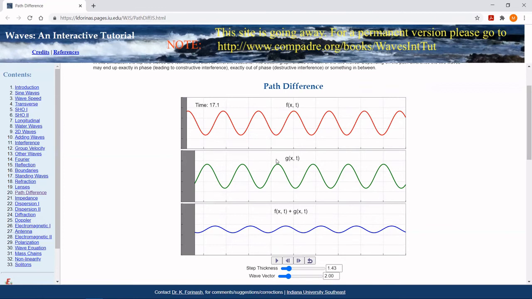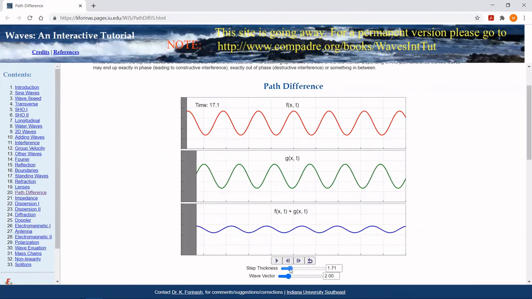In this case, there's quite a bit of mismatch. See how the peaks of the red wave are almost aligned, not quite, but almost aligned with the valleys of the green wave. If we totally align them, then they interfere. Oh, I had it for a second. You saw that, right? You get perfect destructive interference, and the total wave is 0.